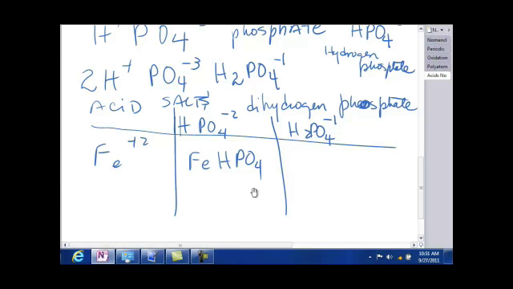So you dissect, okay, HPO4 is this guy. This is where your head is going. And the Fe must be that guy. And then you name it. So what is that guy called? It's called iron 2 what? Hydrogen phosphate.